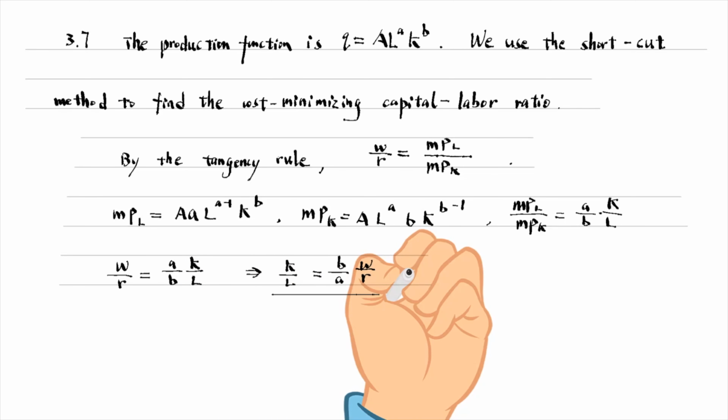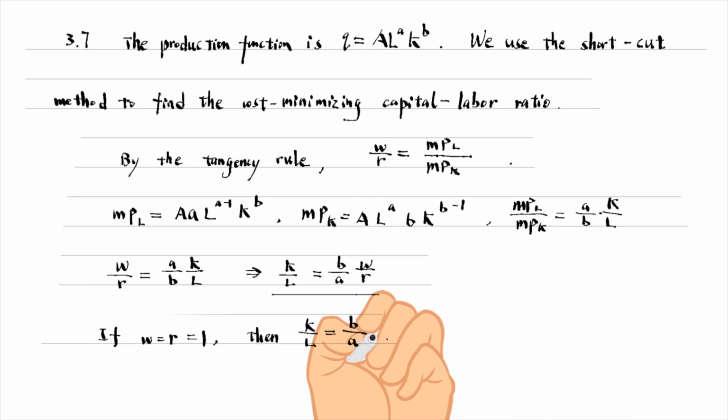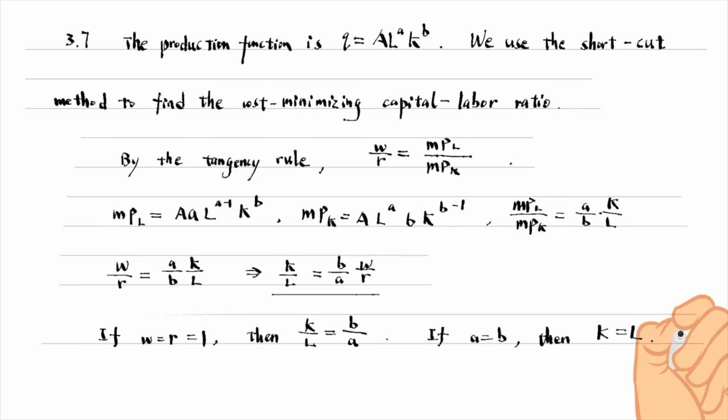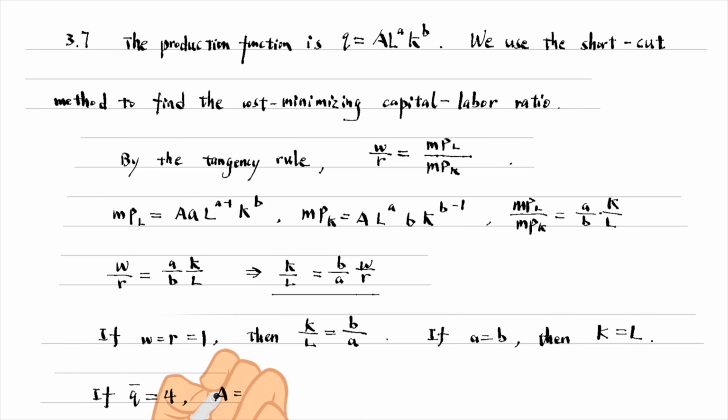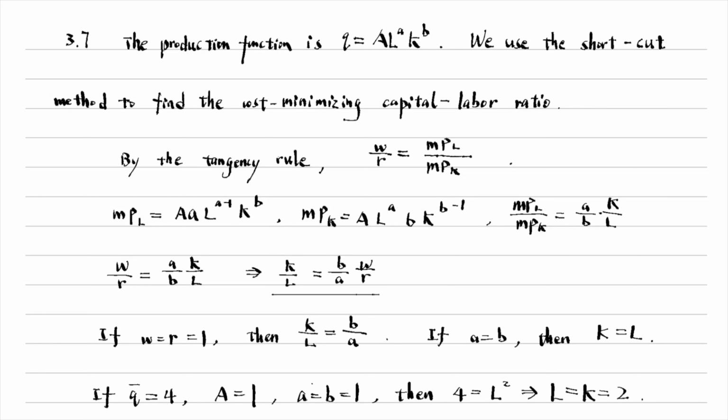We obtain the answer. The capital-labor ratio equals B over A times W over R. For example, if the wage rate and the capital price are both 1, then the capital-labor ratio equals B over A. If A equals B, then capital equals labor. If the firm produces 4 units of output and we set the parameters equal to 1, then the firm uses 2 units of labor and 2 units of capital to minimize its cost.